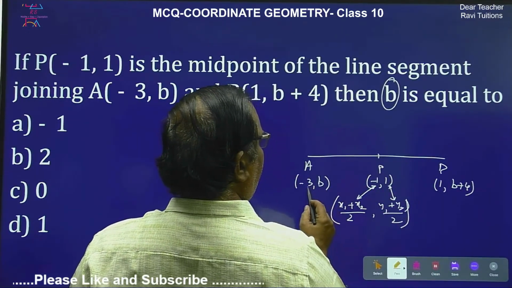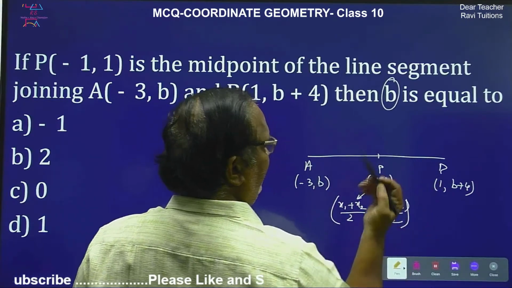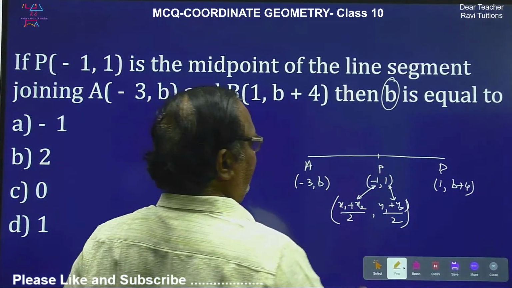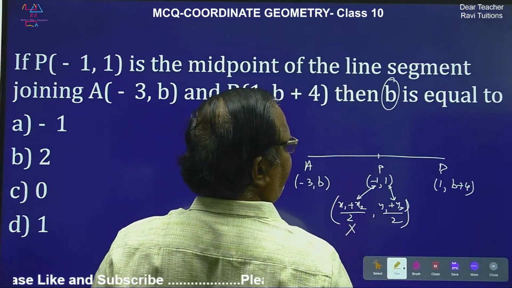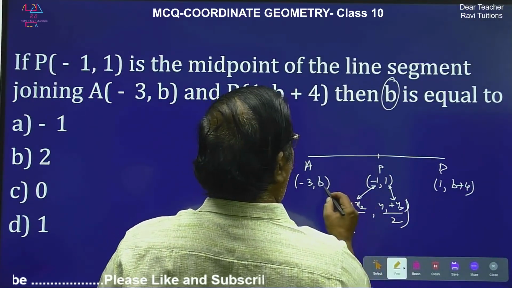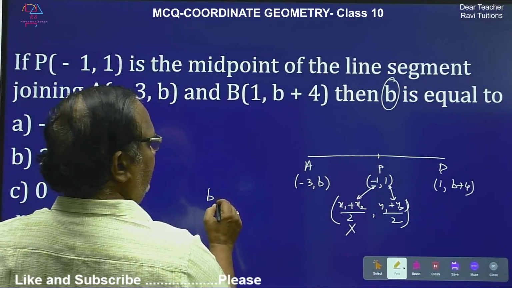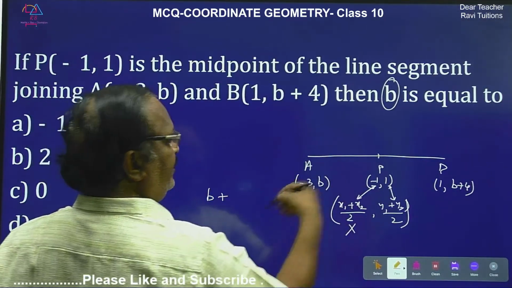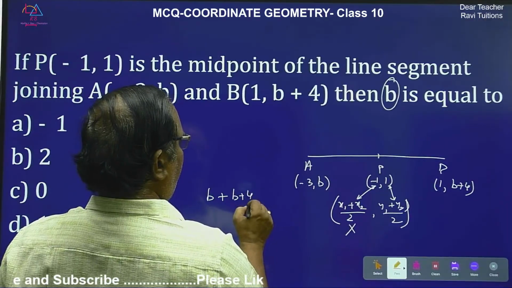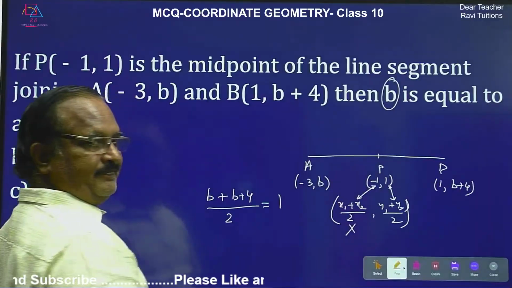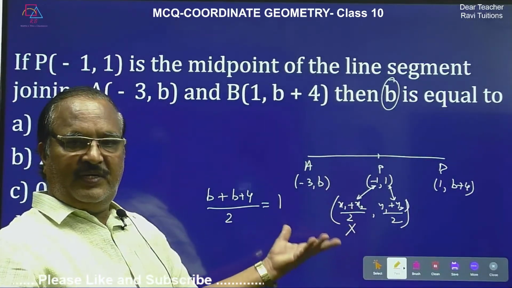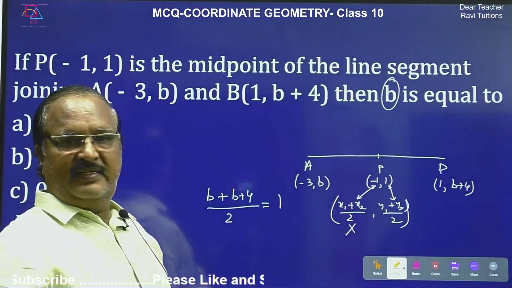In x coordinate, minus 3, 1, there is no B. Don't do this, you don't need to do this. Do this, y1 plus y2, y1 is B plus y2 is B plus 4 by 2, which is equal to 1. X coordinate we don't need because there is no B in this.